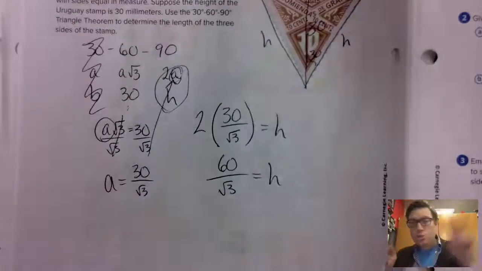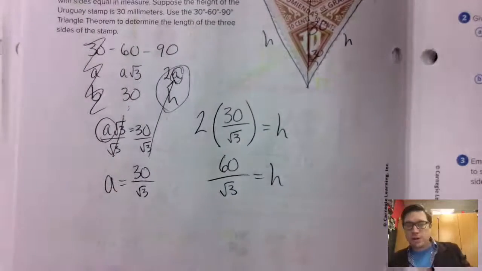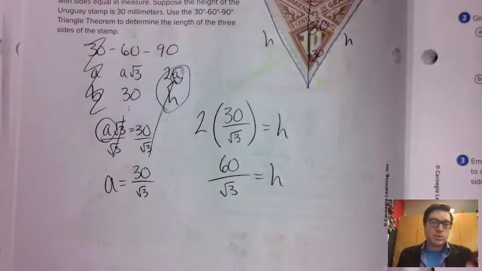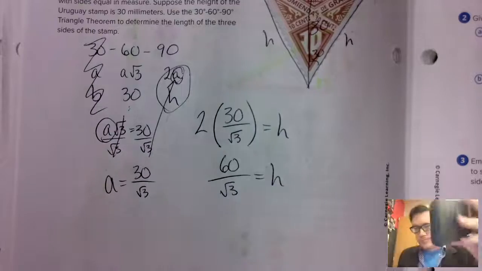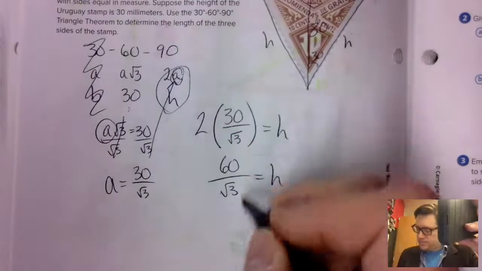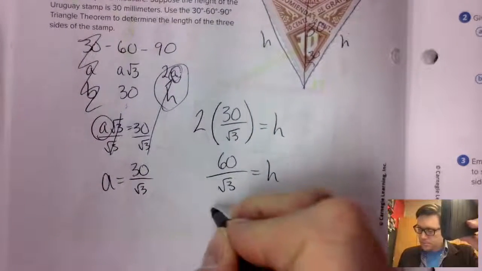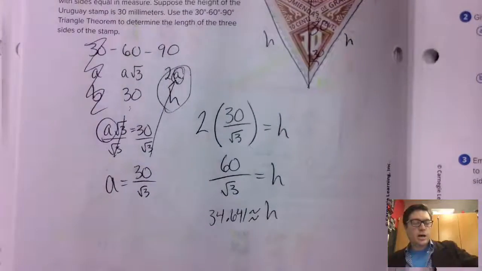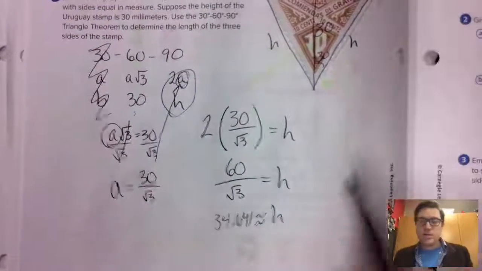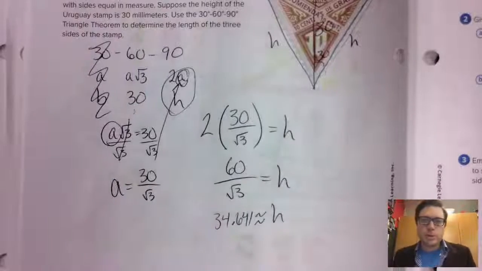You know what? We should rationalize the denominator. Check another video on how to do that. I'm just going to go right to Siri and say, hey Siri, what's 60 divided by the square root of 3? The answer is approximately 34.641. There you go. The side length of the stamp is approximately 34.6 millimeters.